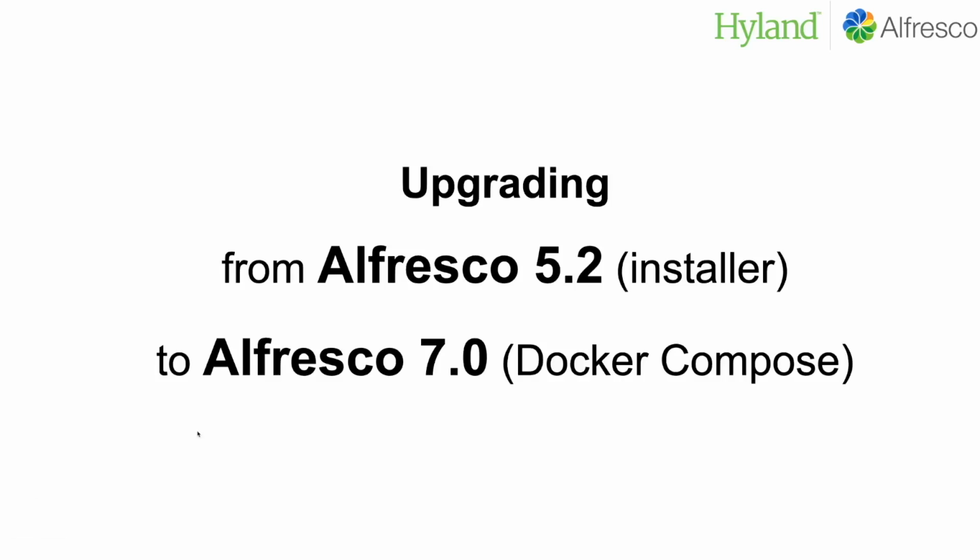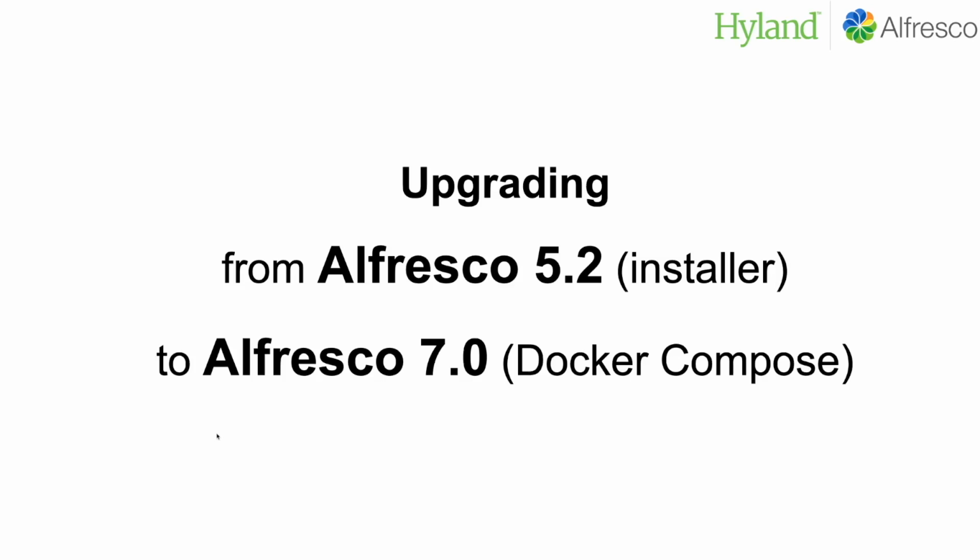Welcome to this session. We are going to upgrade today an Alfresco 5.2 that was installed using the default installer in Ubuntu in Linux to Alfresco 7.0 with Docker Compose. So with these instructions, you will be able to move your original data, your original customizations, and so on to Alfresco 7.0, and also to change the technology from a classic deployment to a containerized deployment, to a Docker deployment.